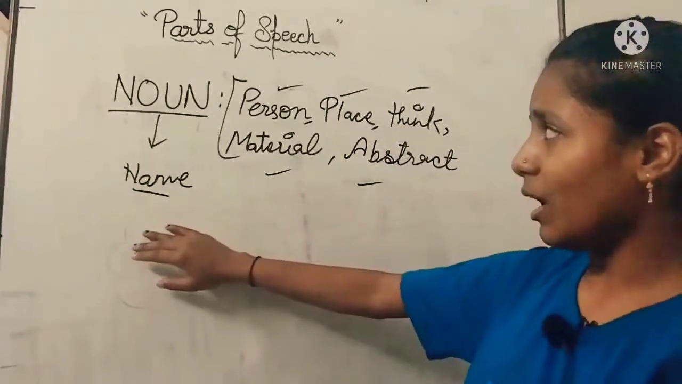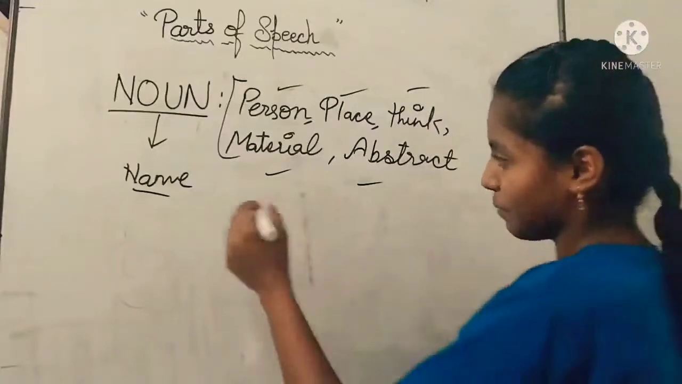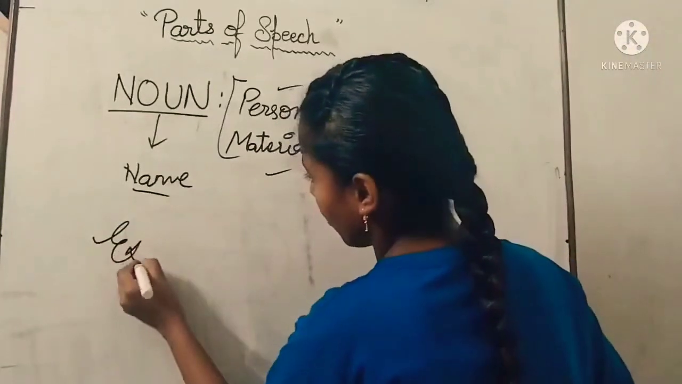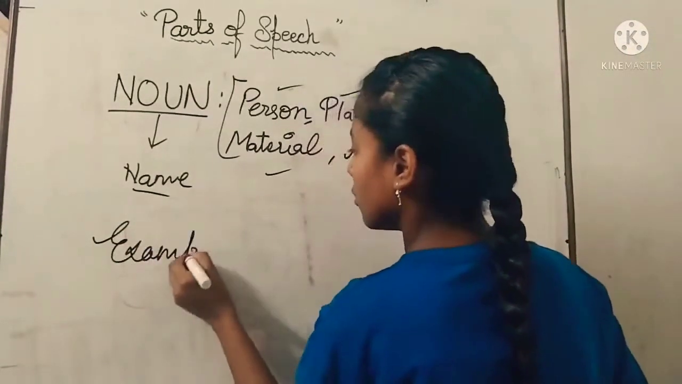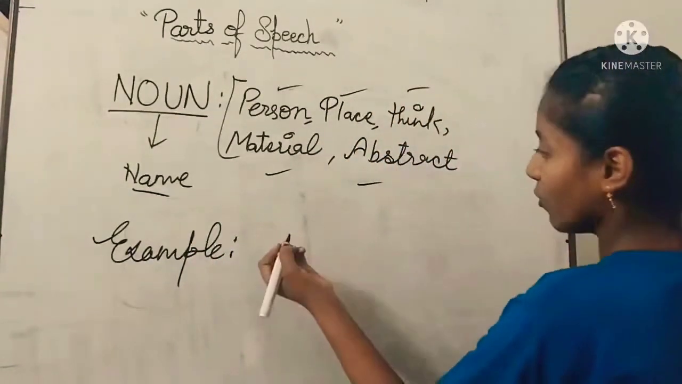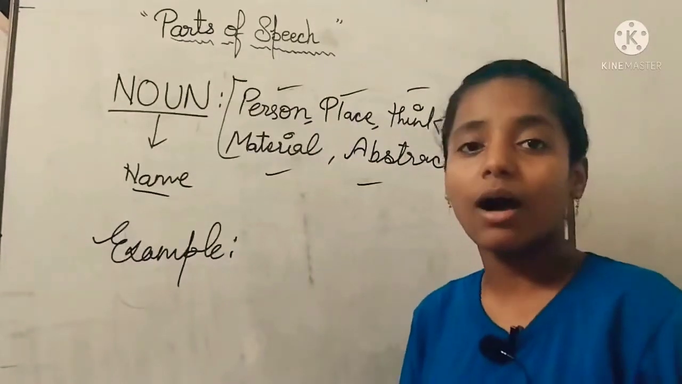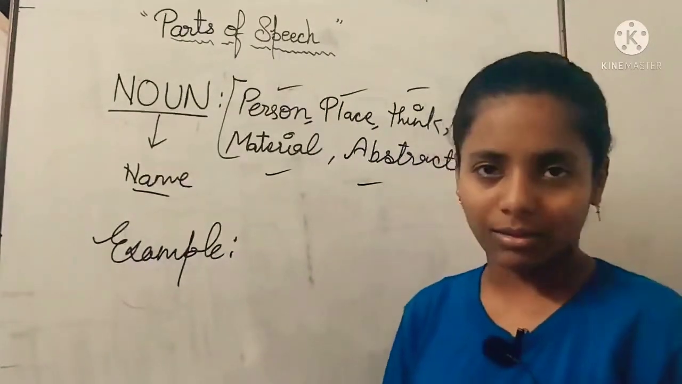Now let's see the example of noun. What could be an example for noun? If I write the example of noun, what do we get? We know examples such as Ram, Sita, Lakshman and many other names.